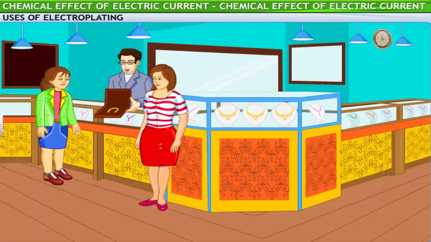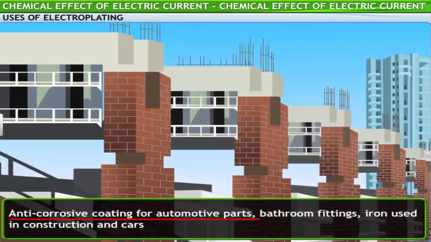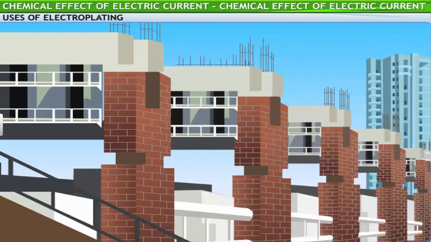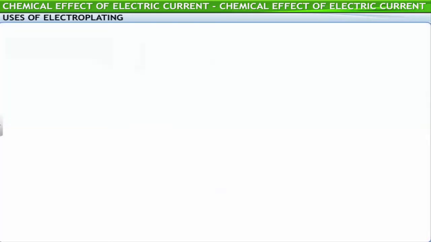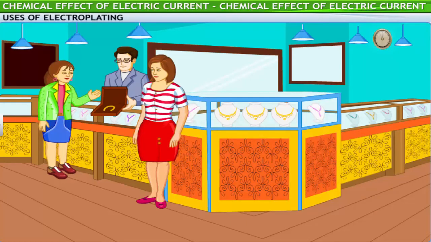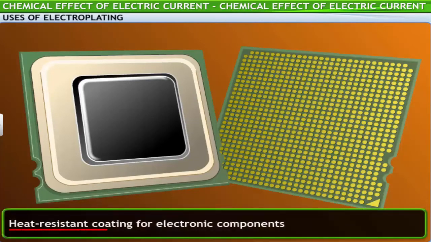Another application of electroplating is found in the reinforcement iron bars used in construction of buildings and manufacture of cars. These iron bars are electroplated with zinc to protect them against corrosion and formation of rust. Wow! I didn't realize there are so many applications of electroplating that we use in our daily lives. Right. Electroplating is also used for coating electronic components to make them resistant to heat.